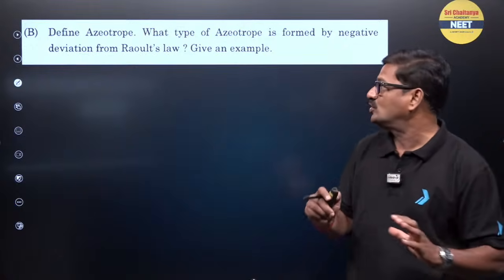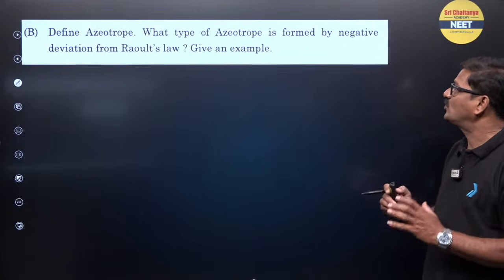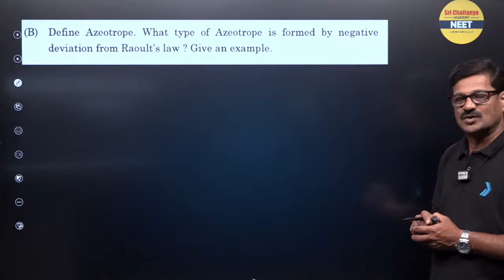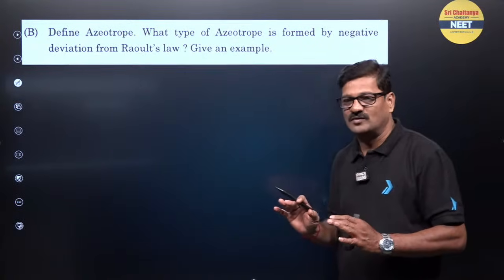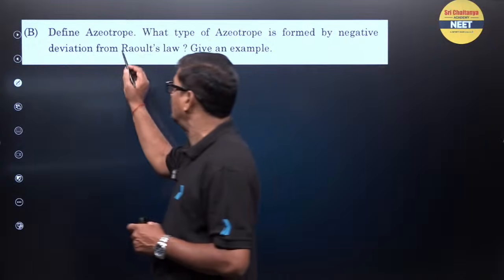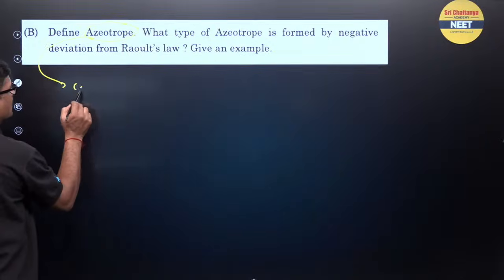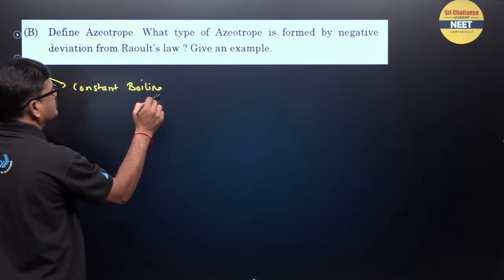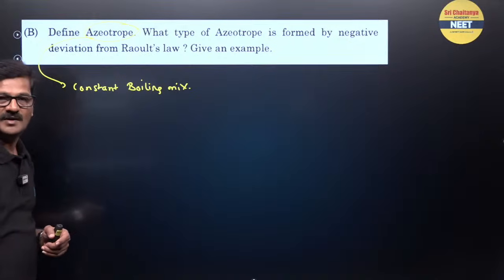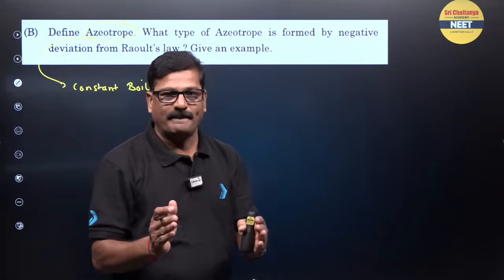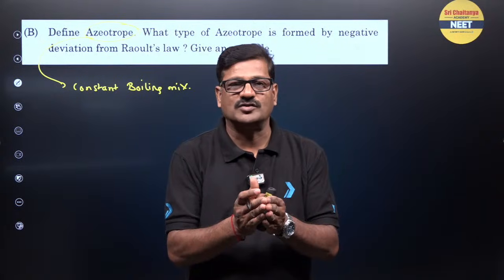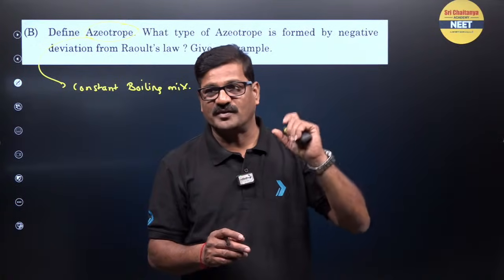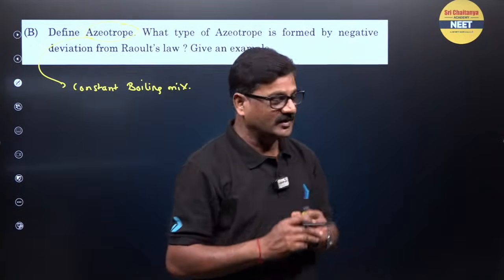What is an azeotrope, and what type of azeotrope is formed by negative deviation from Raoult law? Give an example. An azeotrope is a constant boiling mixture. The solutions, in specified amounts, when mixed, are going to boil together. So that is called a constant boiling mixture or azeotropic mixture. And I'll give you a trick.